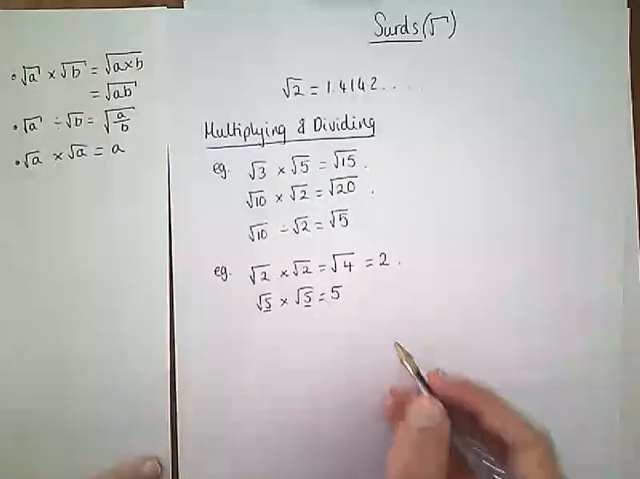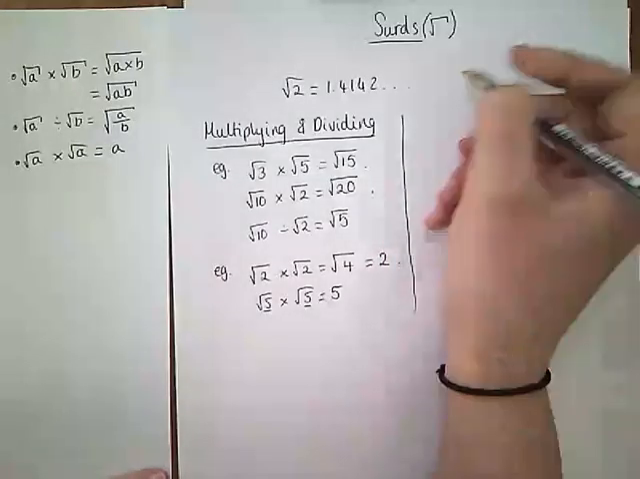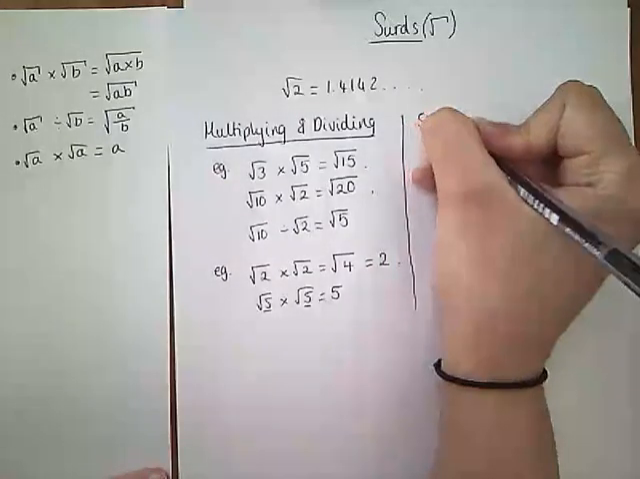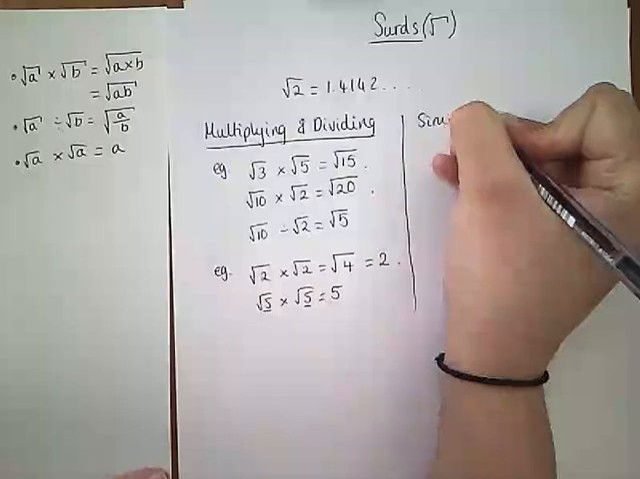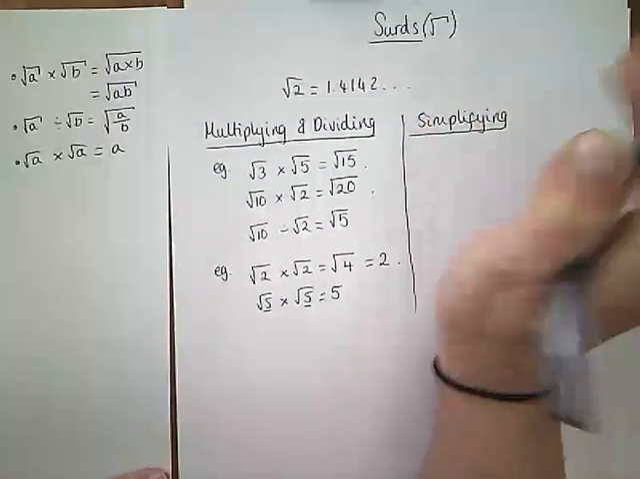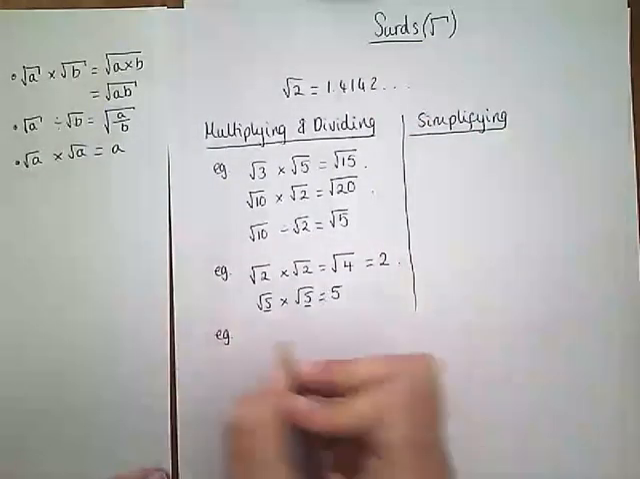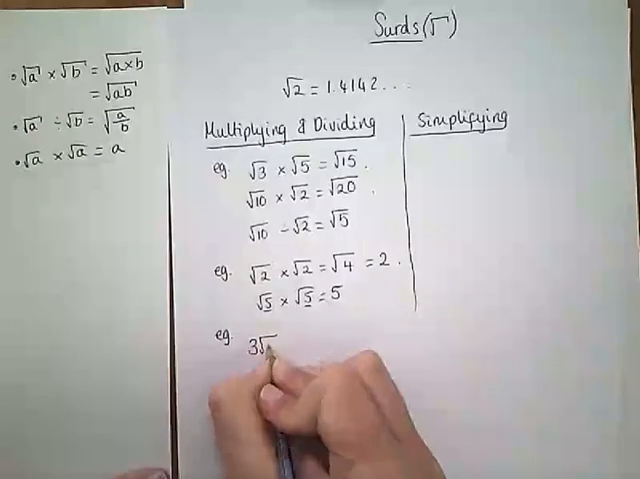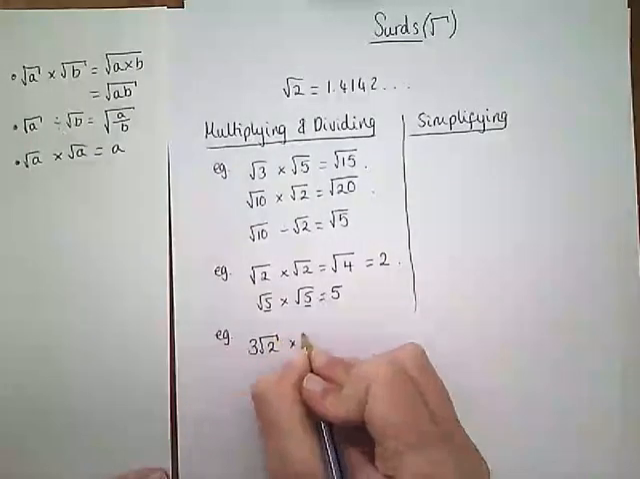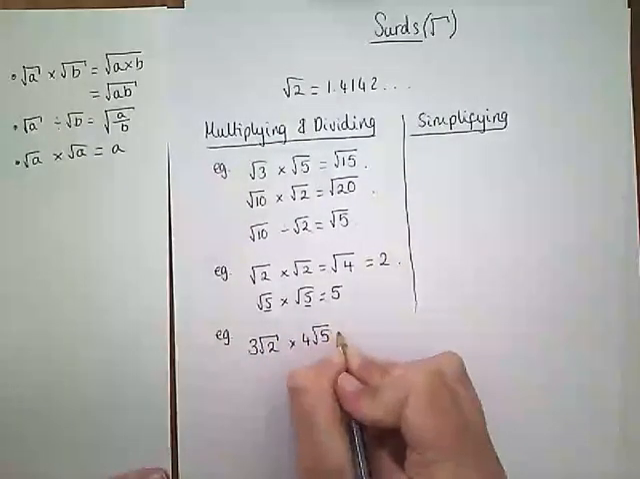Okay, let's look at simplifying then. Let's look at that over here. So simplifying is, oh, actually, before we go on to that, hang on, let's just do this first of all. Let's do 3 root 2 times 4 root 5. Let's look at those ones, okay.